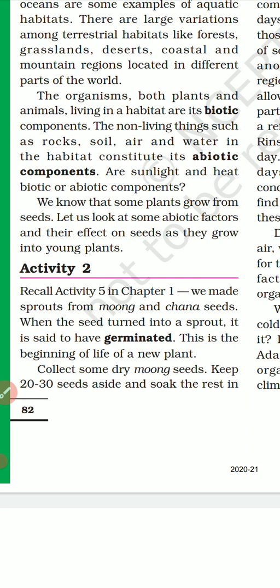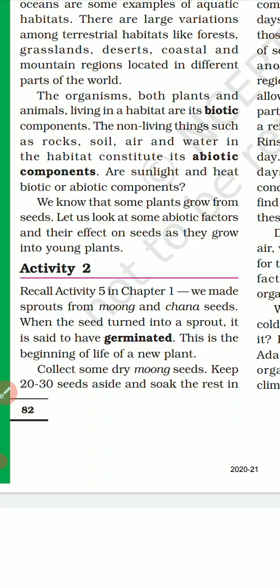We made sprouts from moong and chana seeds. When the seed turned into a sprout, it is said to have germinated. Okay? So, when you see that white structure coming out of the seed, it means your seed has germinated. This is the beginning of the life of a new plant.